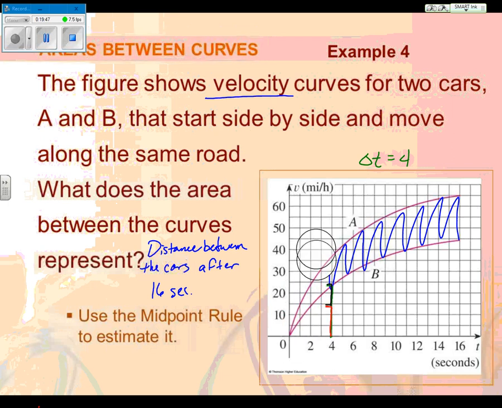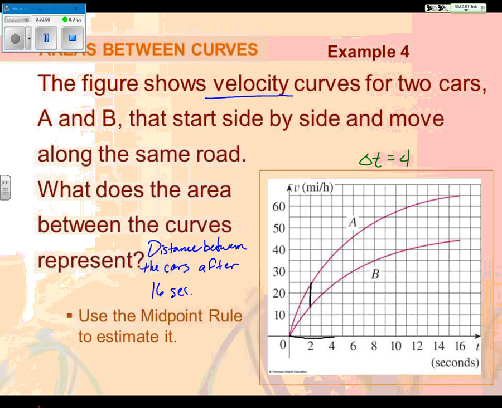All right, so let's erase this real quick. I need to find out the difference in their velocities. That will tell me the area between the curves. And so the first one, going from 0 to 4, it looks like the difference in their velocities is, I'm going to call that about 10 miles per hour. I'm going to call that about 23 down to 13. Might be 24 to 13. I'm just going to use 23 to 13.